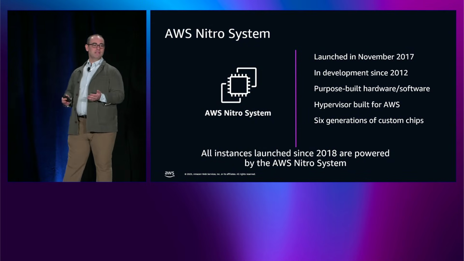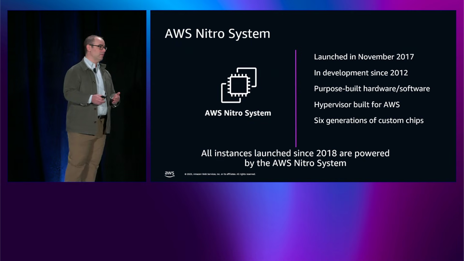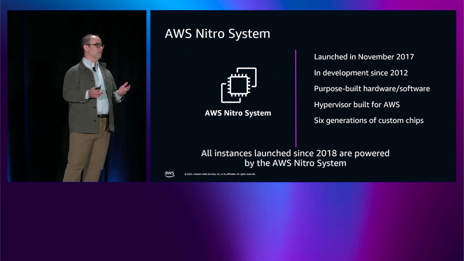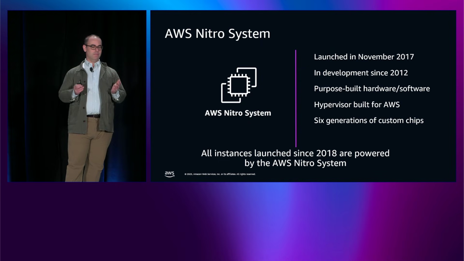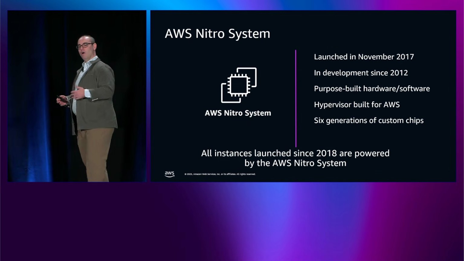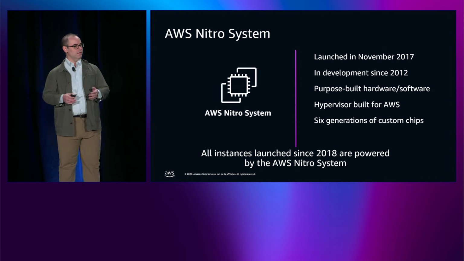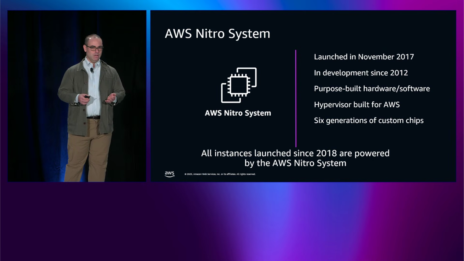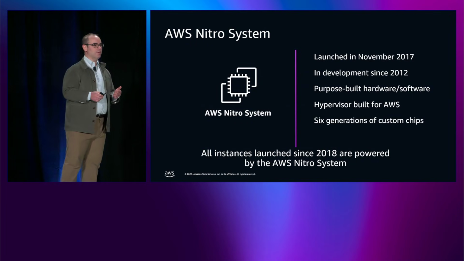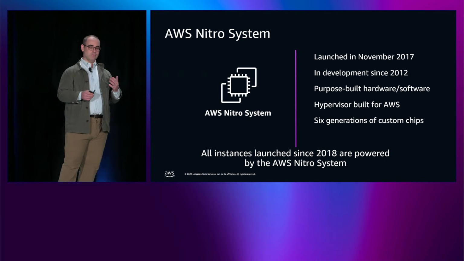So what is the AWS Nitro system? Many of our AWS customers have heard of this term and have some familiarity with it. The Nitro system is how we run virtualization at AWS. It's the underlying platform that powers all of the virtualization servers that we've released since 2018 and onward. We launched the Nitro system to the world in 2017, but it had been the result of a sustained development process that began in 2012.